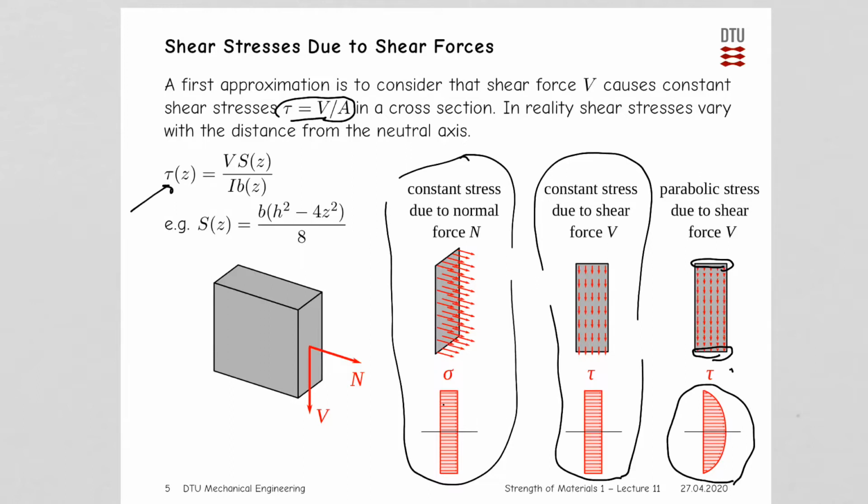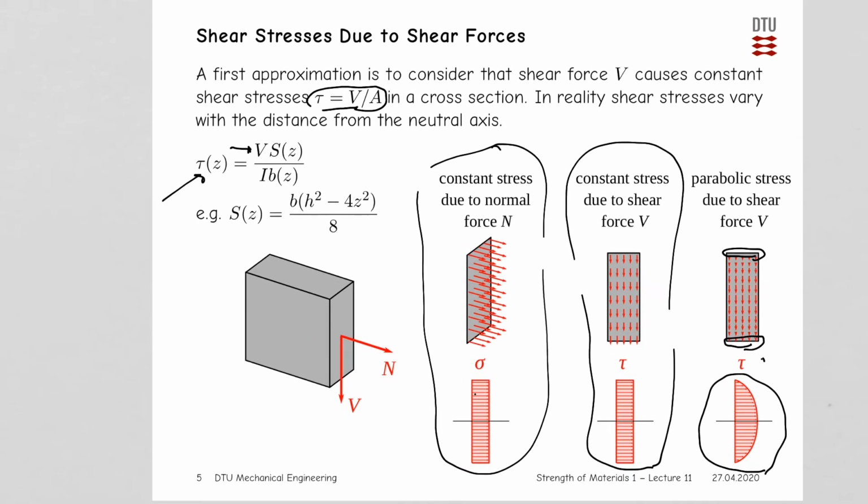So here we have instead a distribution of transverse stresses, that is a tau, which is the transverse stress, as a function of z equals the shear force, and then we have the distribution function. We have the moment of inertia, and we have the width of the cross-section. And the distribution, we can see it's written down here, which is indeed in the form of a parabolic distribution or parabolic function.